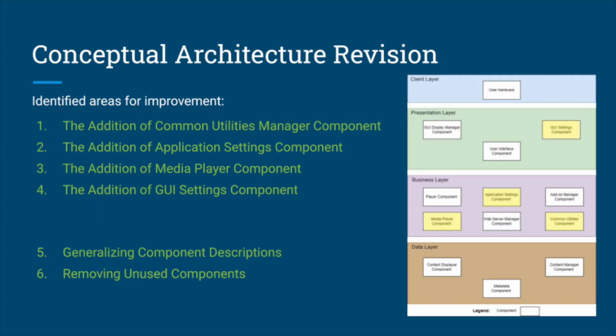In our conceptual architecture revision, we identified areas for improvement in the Kodi source code organization. The following is a summary of the key changes we made. Firstly, we recognized the need for a common utilities component to handle various functionalities. We positioned this component in the business layer as it addresses the concurrent threading, library loading, speech integration, power settings, input handling, event handling, and display settings.